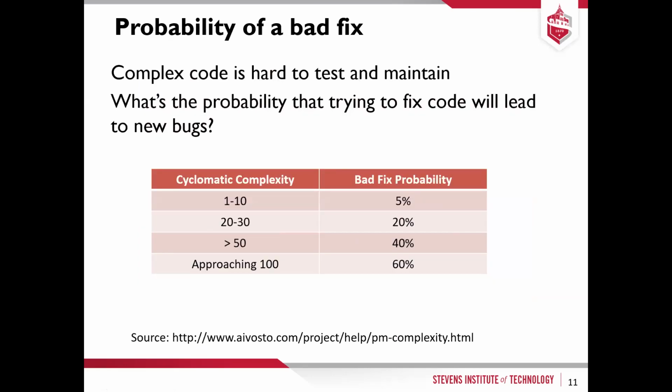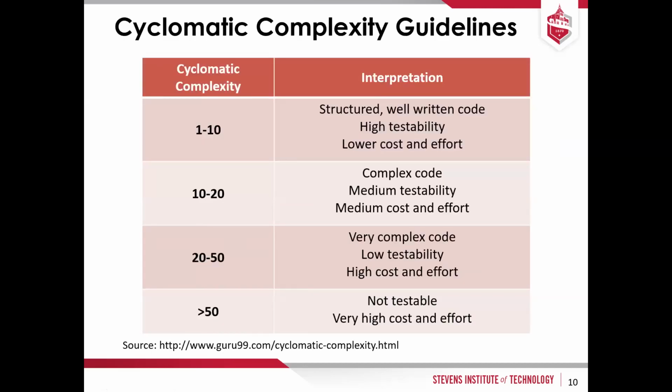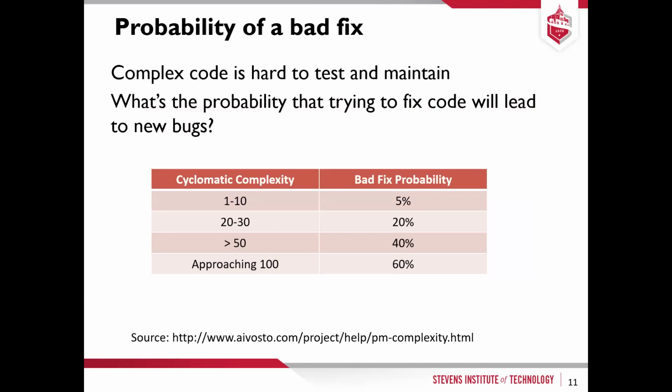There is a report that talks about bad fix probability. If I'm working with something between 1 and 10 CC, remember we said that is good code. It has high testability with lower cost. In that case, the chance of bad fix probability is only 5%. That means 5% of the bugs may not be fixed properly. If I'm working with a system with CC between 20 and 30, I would have the problem that almost 20% of the bugs are not tested properly or not fixed properly.